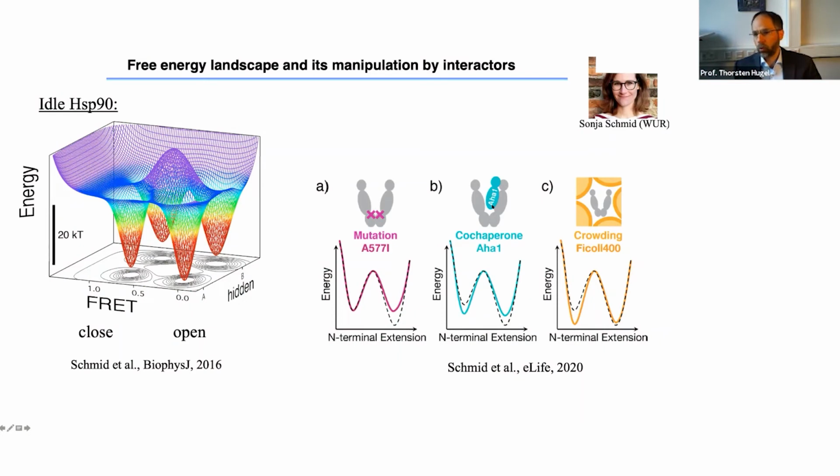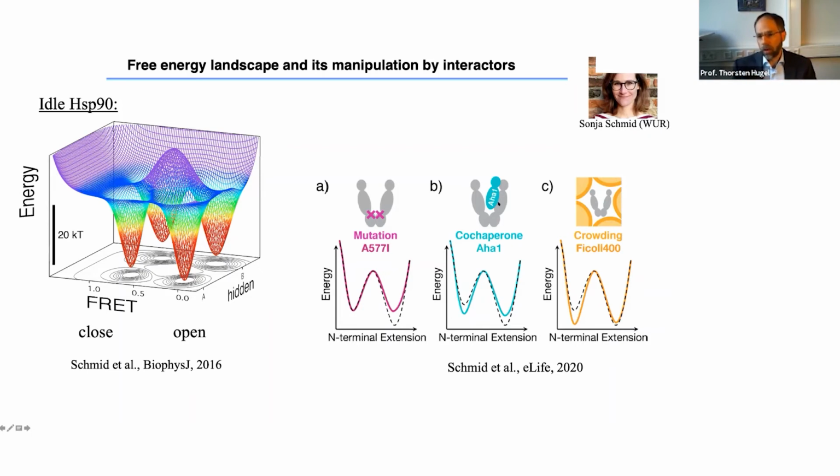Then you can add co-chaperones. These are helper proteins of this helper protein. It's always big protein complexes. And you also see that this free energy landscape is changed. Or you can just add artificially a crowder, which might mimic the situation in a cell where you have many other molecules. And you can then also see that this affects the dynamics.